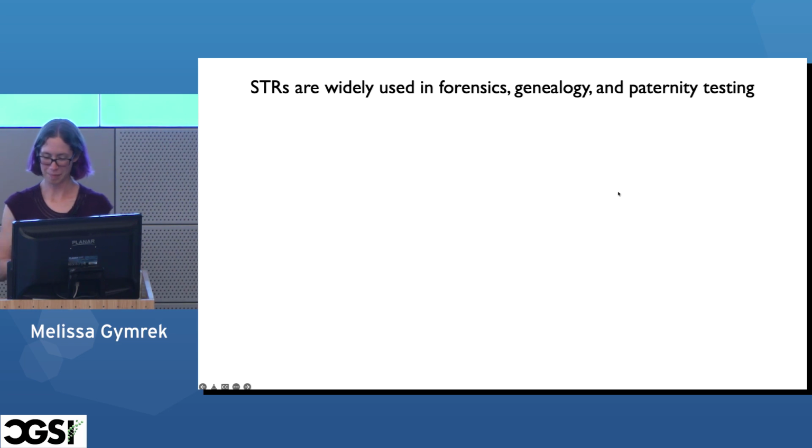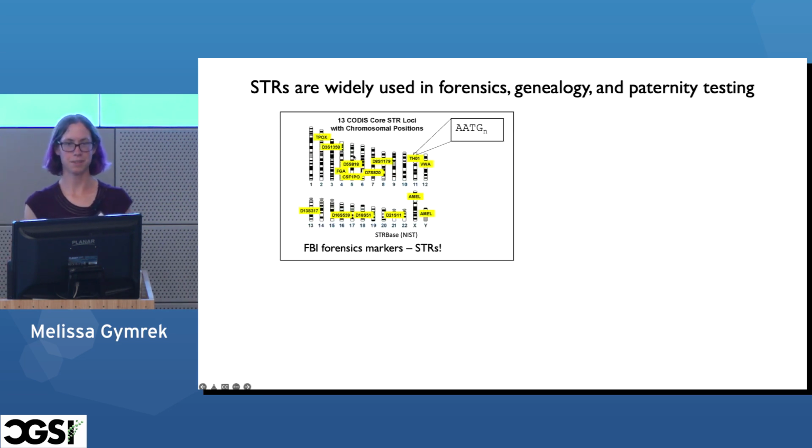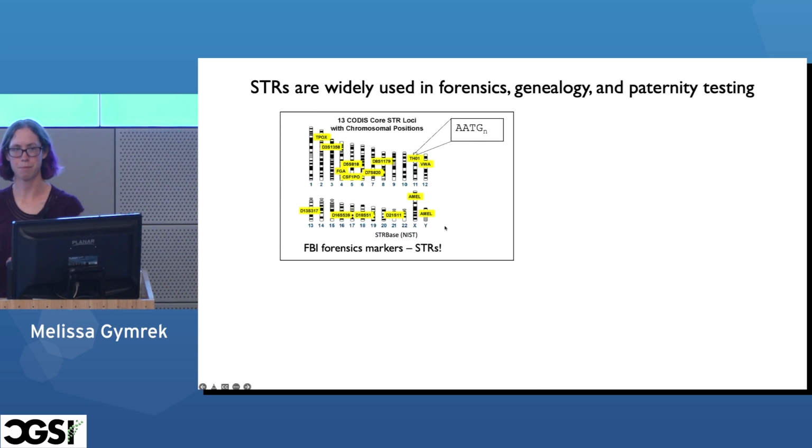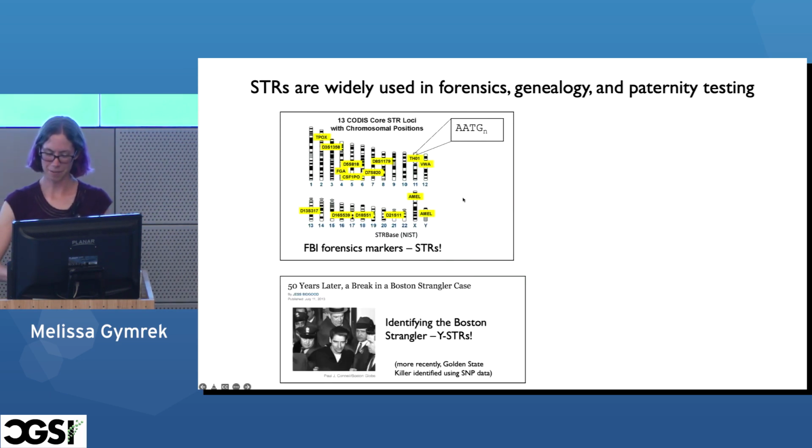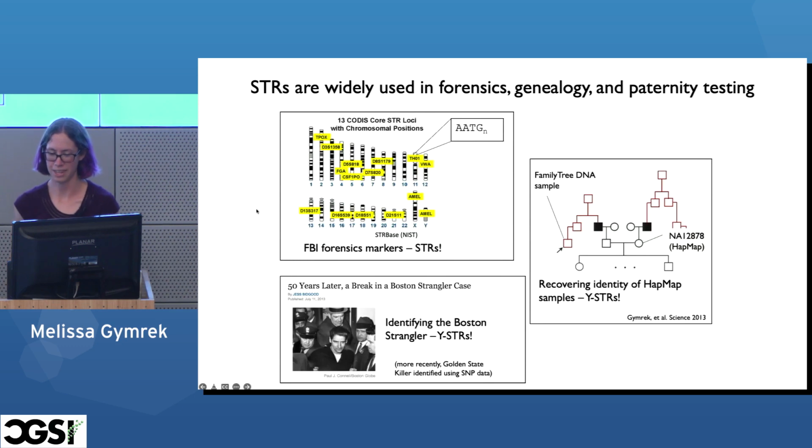As a side note, STRs are actually widely used in other fields besides human medical and population genetics. Because they're so polymorphic, they're really useful in applications where you want to identify someone. These, for example, are used by the FBI for forensics purposes. They have these 13 markers from the CODIS set, and they can use the copy number of the repeat someone has at each of these 13 markers to look them up in their criminal databases. They've also been used to solve fun cases like the Boston Strangler case. These STRs are also used for purposes like genealogy and paternity testing, again, because they're so polymorphic.